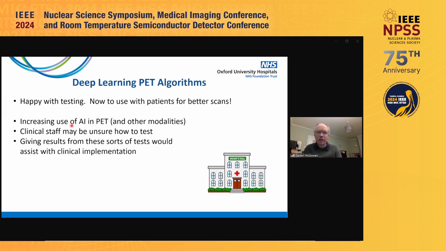I think there's an increasing use of PET as well as other modalities too. And I think often clinical staff might be unsure how to test it. What they're scared of, in a way, is that it's presented as a black box. You have this magical algorithm that spits out these amazing images. You need to understand what that algorithm is doing in order to have confidence and be able to use it in clinical practice. So these sorts of tests I mentioned for this algorithm would really assist sites with clinically implementing any sort of algorithm as and when these things get developed.